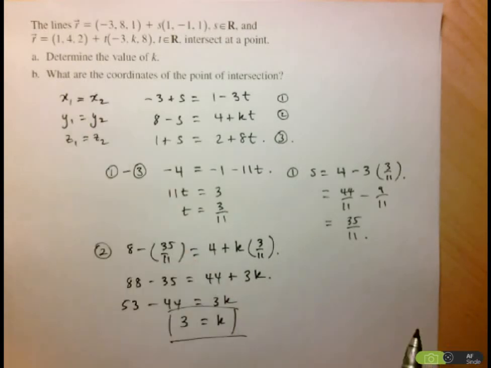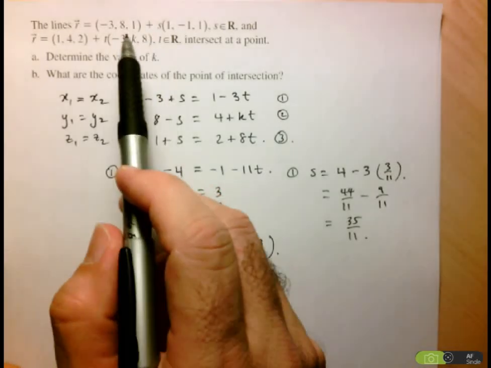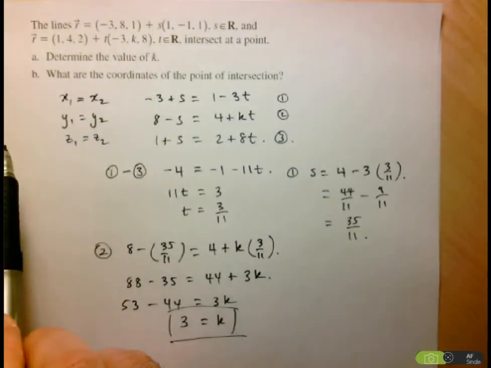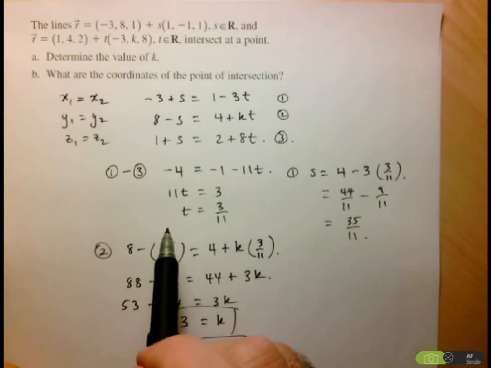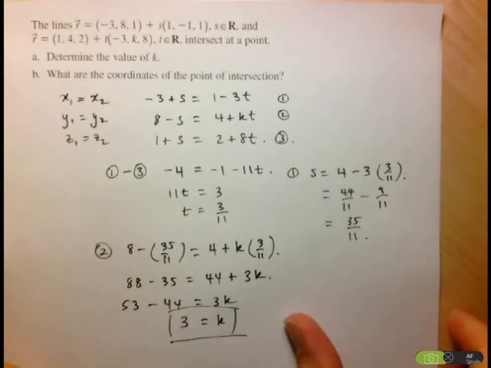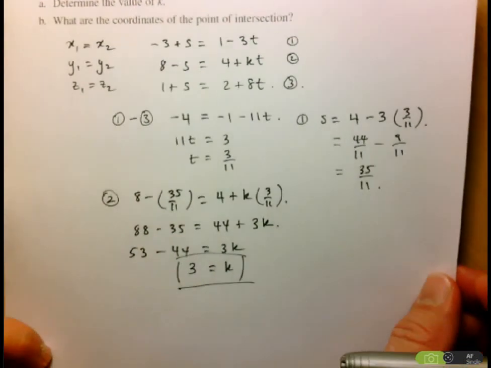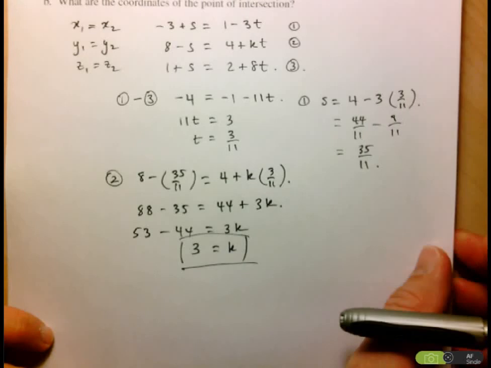So now if we want to find the point of intersection, well, we've already found the s and t needed to give us the point of intersection. So I can either replace s into the first equation to find the point of intersection, or take the t and put it into equation 2. Okay, so I'll plug in s into line 1 to find the point of intersection.